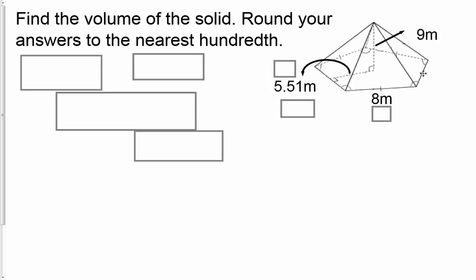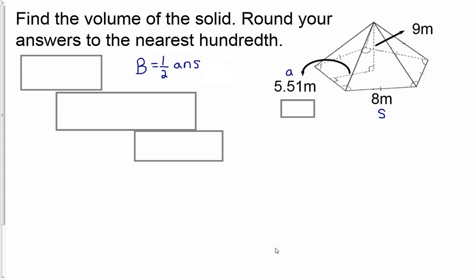Next, we've got a regular pentagon that is a pyramid. So this is a pentagonal pyramid, and so they've given us the height here is 9. A little bit off, but 9. Each side is 8, and the apothem is 5.51 meters. They solved it for us, right? So there's our apothem, there's our sides.